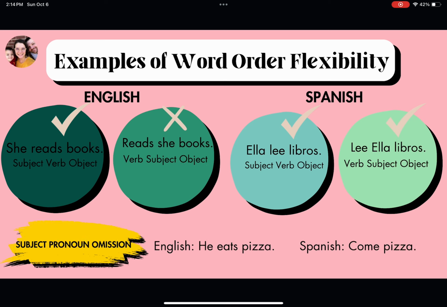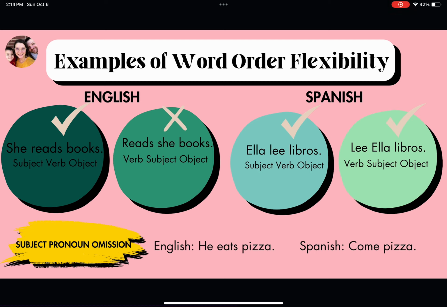For example, she reads books, with she being the subject, reads the verb, books the object, is the correct way to say that sentence. We cannot say in English, reads she books, where the word order is verb, subject, object. Changing the word order usually results in a grammatically incorrect sentence.